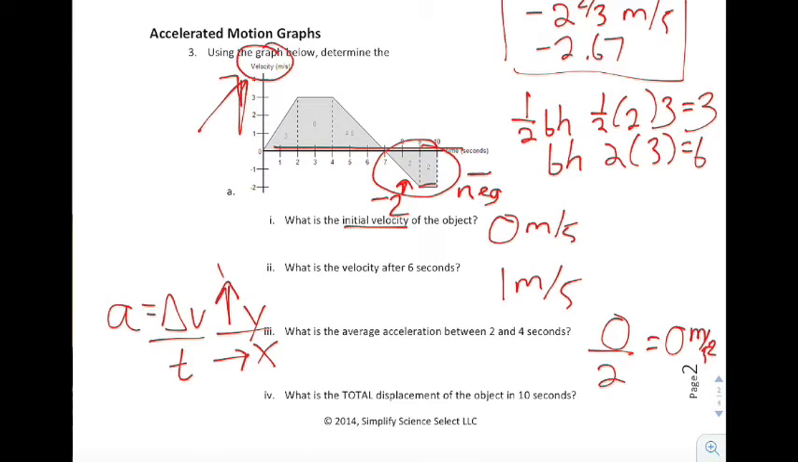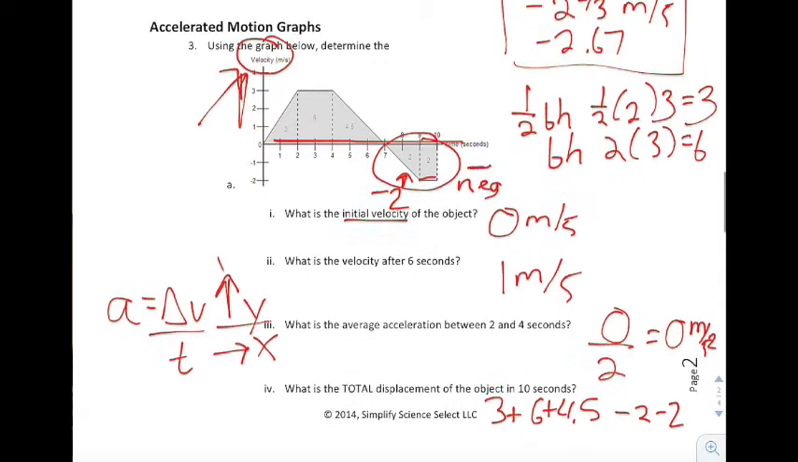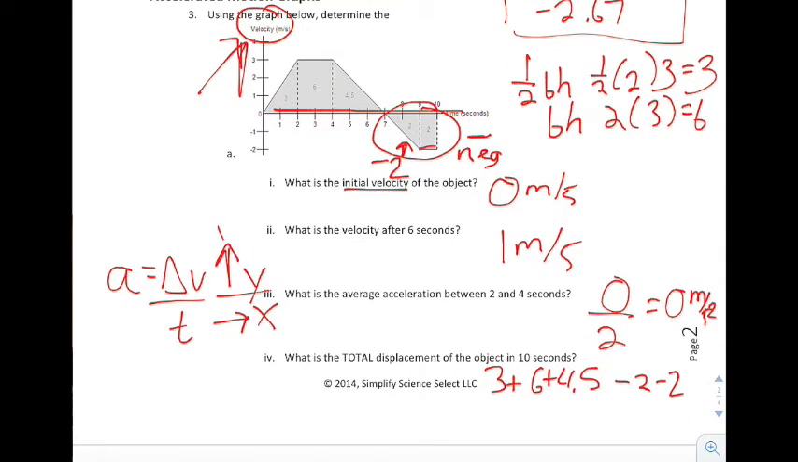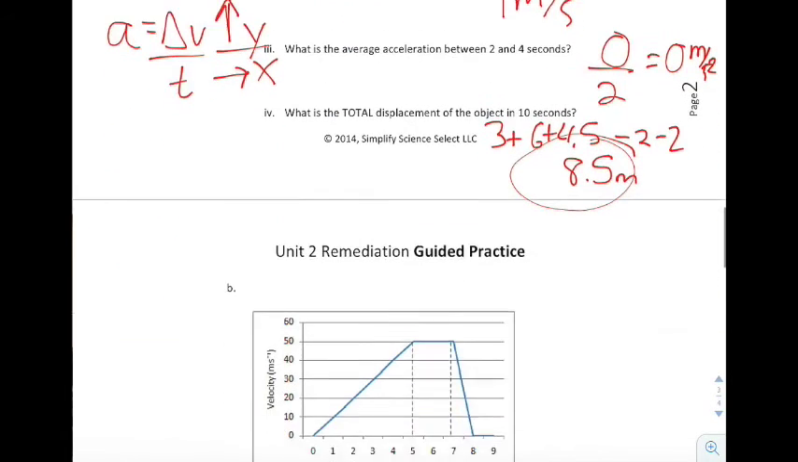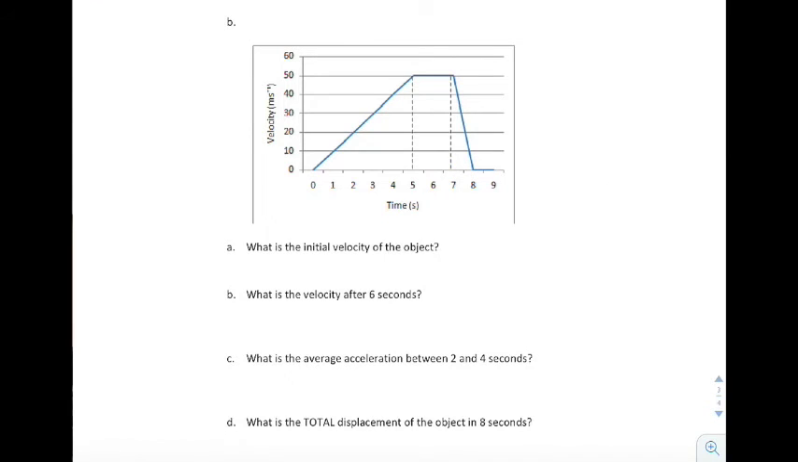So when I'm trying to find the displacement, it is the area under a velocity versus time graph. So whenever you do this, you would get something like 3 plus 6 plus 4.5 minus 2 minus 2. Okay, whenever you do this, you should get something along the lines of 8.5. 8.5 meters.